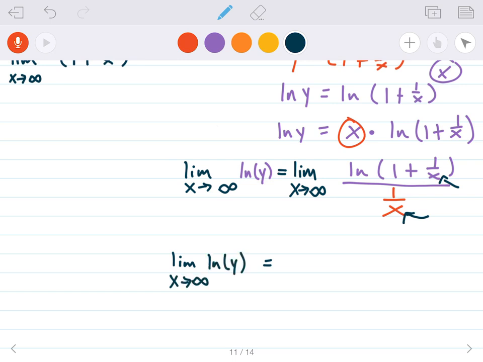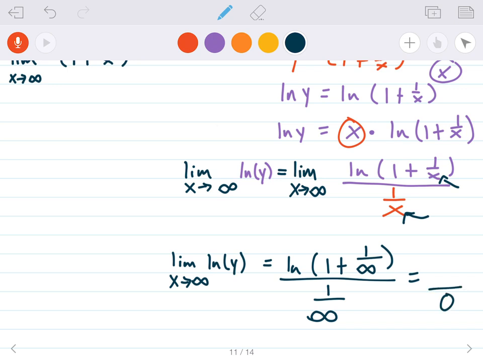But on the right, well, what is happening as I plug in infinity? I have ln of 1 plus 1 over infinity over 1 over infinity. So, of course, the bottom, 1 over infinity, is going to 0. Now, this thing is going to 0, which means that this thing is going to 1. ln of 1, that's just going to be 0, okay?